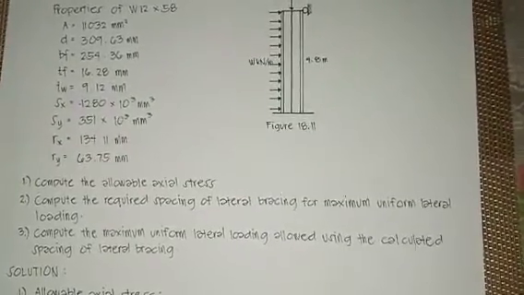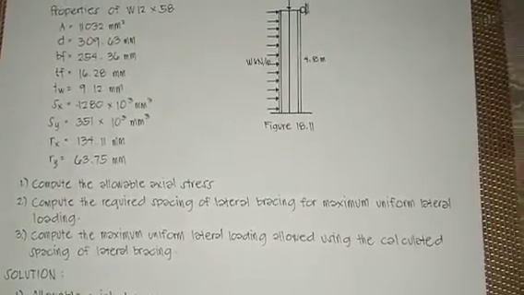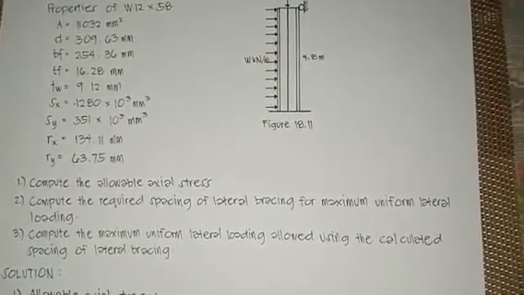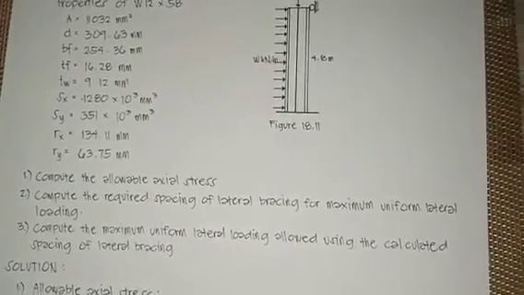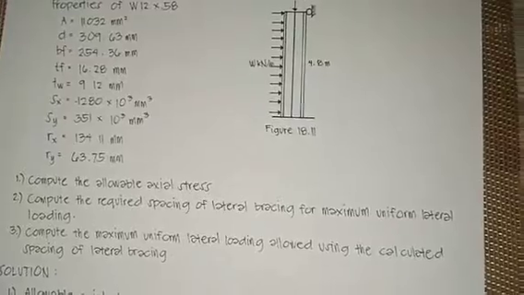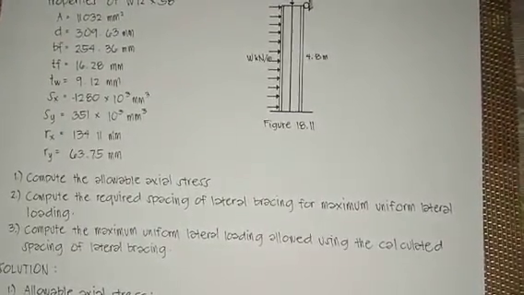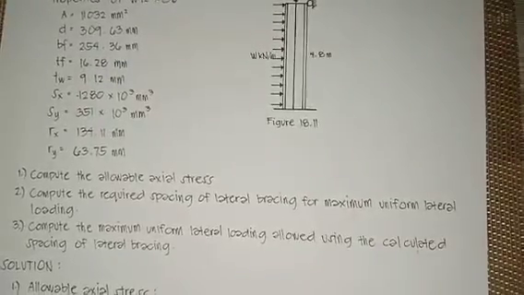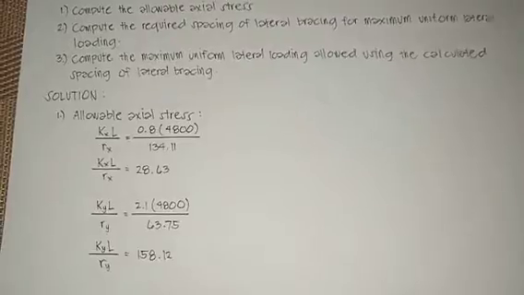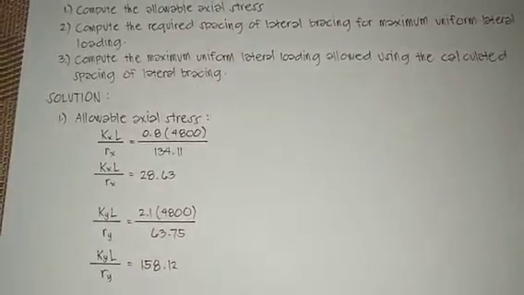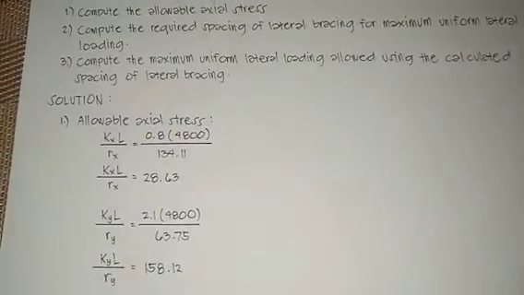Compute the allowable axial stress. 2. Compute the required spacing of lateral bracing for maximum uniform lateral loading. And 3. Compute the maximum uniform lateral loading allowed using the calculated spacing of lateral bracing. So, number 1 solution, which is to compute the allowable axial stress.